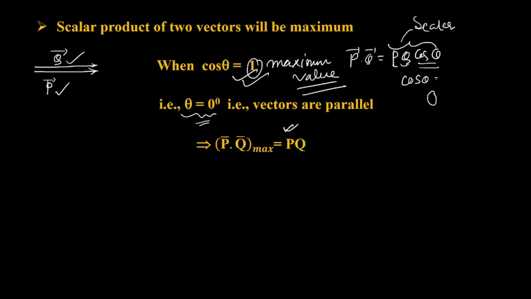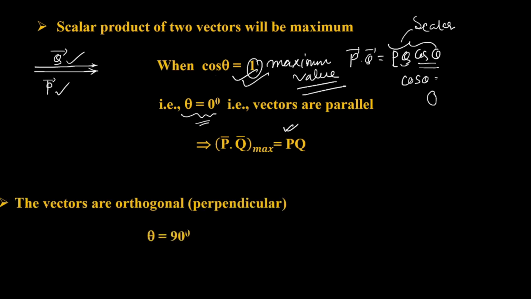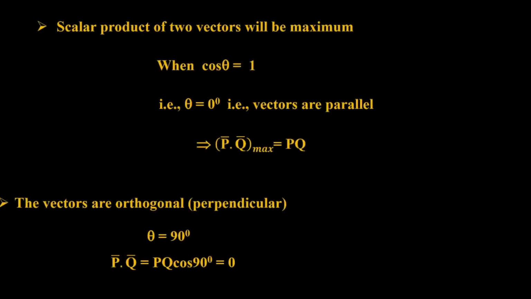Okay. Now next is the minimum value of this. So when the vectors are orthogonal, meaning they are perpendicular to each other, then it will have a minimum value, that is, cos theta equal to 0. Okay.